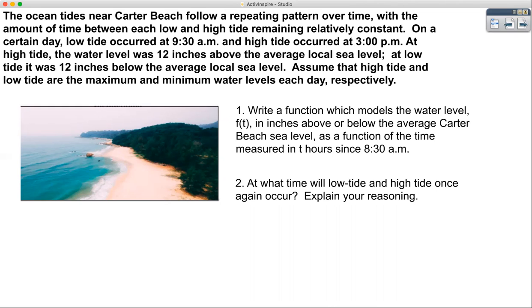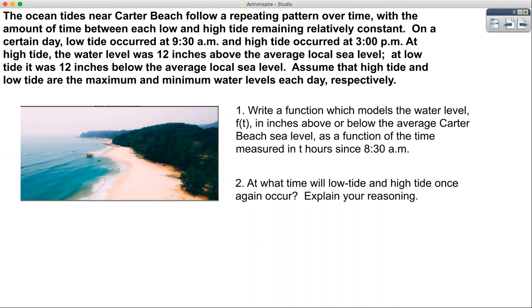Okay, so we have two things we have to do. First, write a function which models the water level, f of t, in inches above or below the average Carter Beach sea level as a function of the time measured in t hours since 8:30 a.m. And then our second question is asking, at what time will low tide and high tide once again occur? And to explain our reasoning.